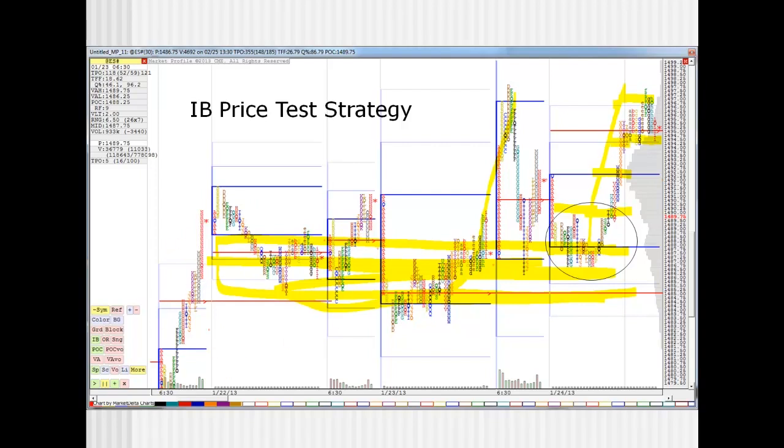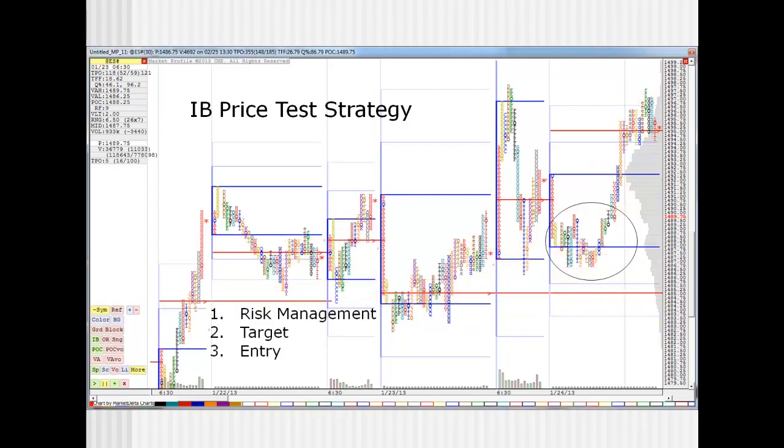All right, with that, I will conclude our lesson 7. And just to re-emphasize, the risk management, the target, the entry, same process, no difference at all for any of the different IBs. We've talked about it again and again.